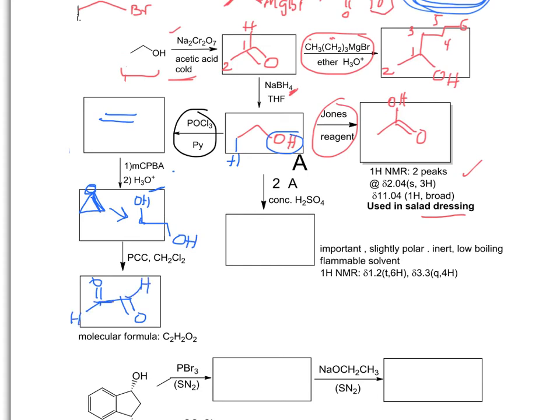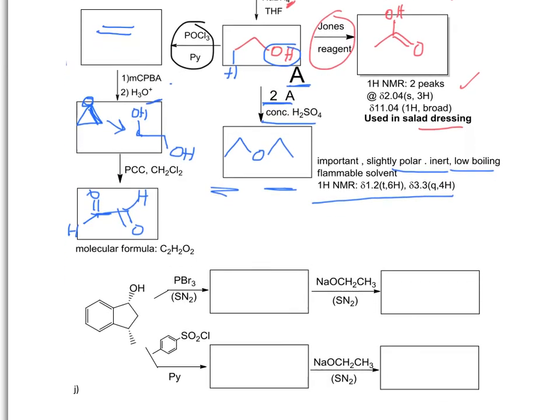Alright. We are also given that if alcohol is A, then 2 moles of A with concentrated H2SO4. Hopefully you can see it's a method to create the ether, the symmetrical ethers, and it's given that it's a slightly polar, inert, low boiling flammable solvent, and they gave you the proton NMR that it's a triplet and a quartet, so that should give you information that there should be ethyl groups on both sides. So that's how I would solve it.